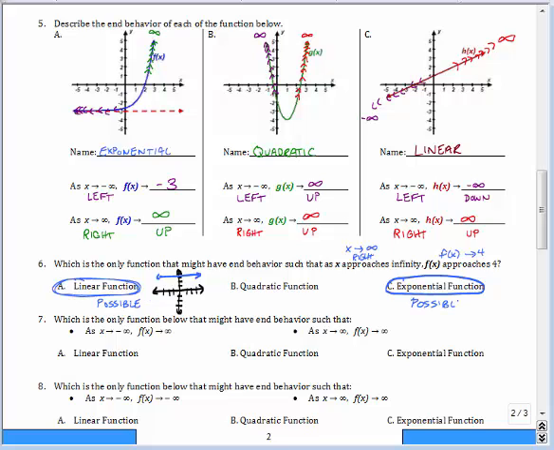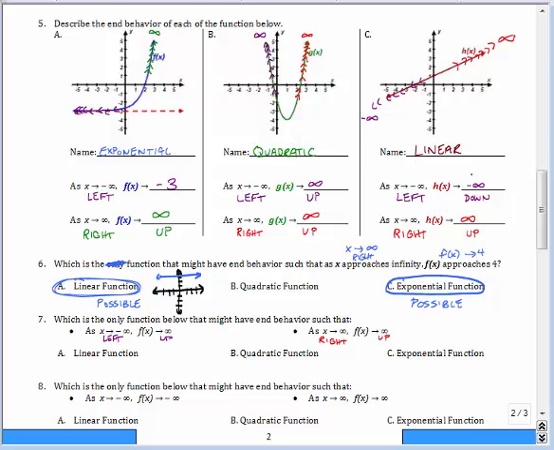So maybe it's not best to say the only in this one. All right, which is the only function below that might have an end behavior such that as x goes to the left, let's write that down, as x goes left, the function goes up, and as x goes towards positive infinity, which means to the right, it also goes up.